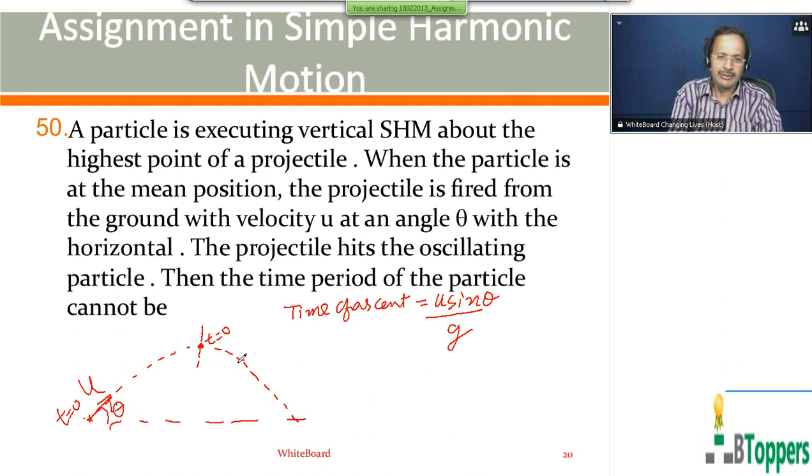You find it. So during this time, when the projectile reaches the highest point of its path, it will be able to hit the particle if the particle again returns back to the mean position. So if the particle is at the mean position at a particular instant, after time equal to 1/4 of the time period, it goes to one of the extreme positions.